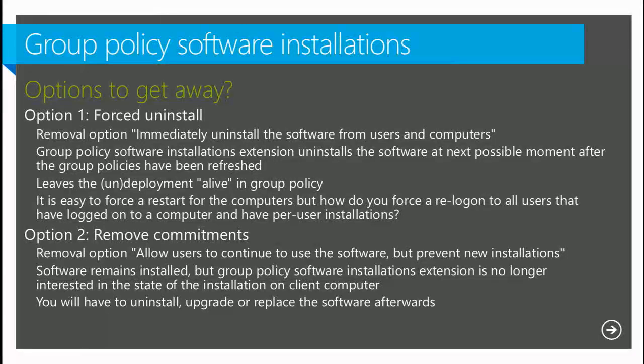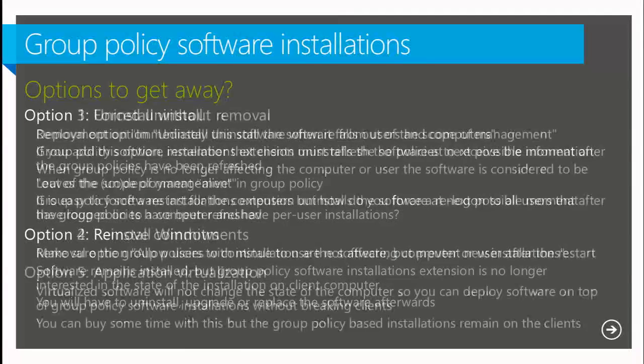Option 2 is to remove all the commitments, is to select allow users to continue to use the software but prevent new installations. And that kind of cuts the information between the group policy and the client. It's one way to use. We just have to take care that the installations of the new versions or the uninstallation of the software will be handled by config manager or some other tools. The software will be left on the computer.